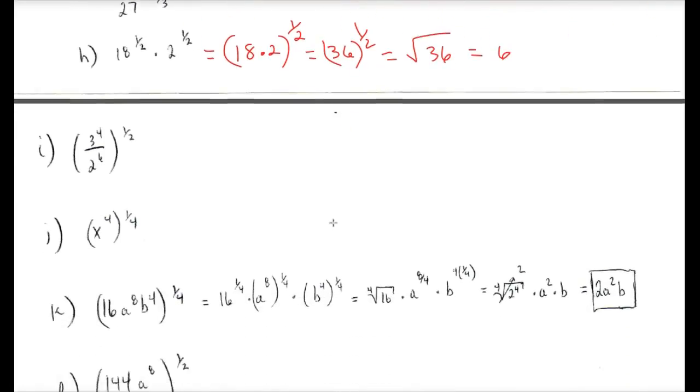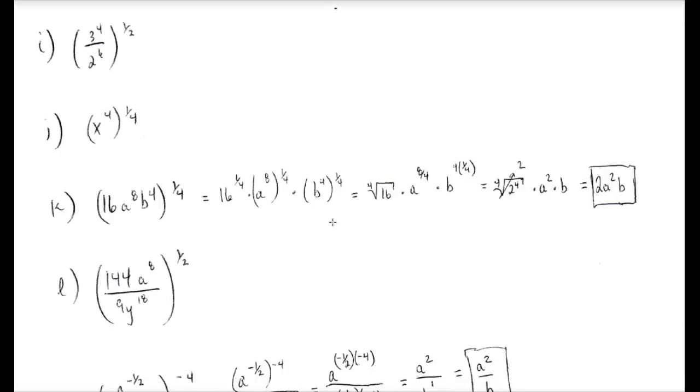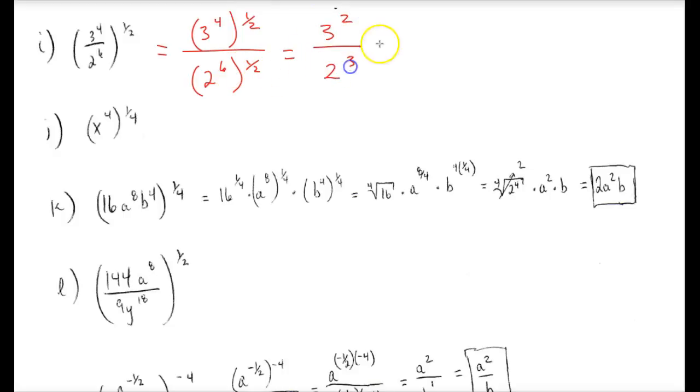Okay, so moving on to our next set of examples here. Using what we know about our exponential rules, we know that 3 raised to the 4, all that raised to the 1/2, divided by 2 raised to the 6, all that raised to the 1/2. And so here we can multiply the exponents. So 4 times 1/2 is 2, and 6 times 1/2 is 3. And so from there we know that this is 9, and that is 8. So that's our answer there.